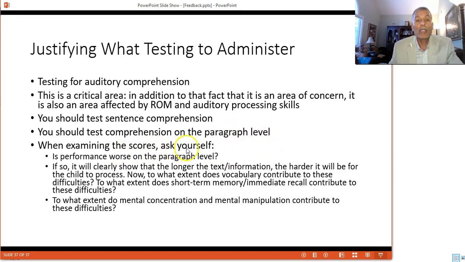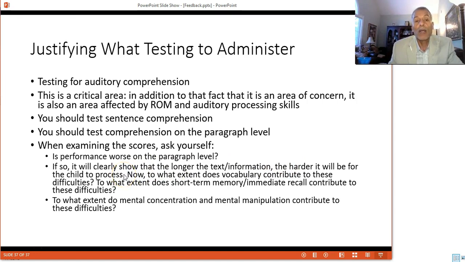And when we examine the scores now, you need to look at all the scores, analyze, and come up with conclusions. So you ask, for example, is performance worse on paragraph level than on sentence level for comprehending meaning? If so, it will clearly show that the longer the text or the information is, the harder it will be for the person to process.